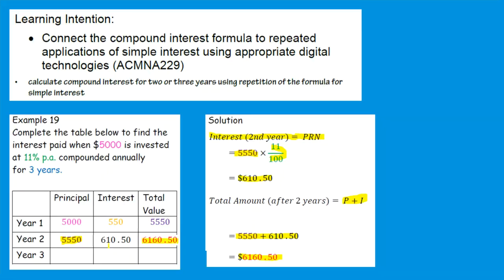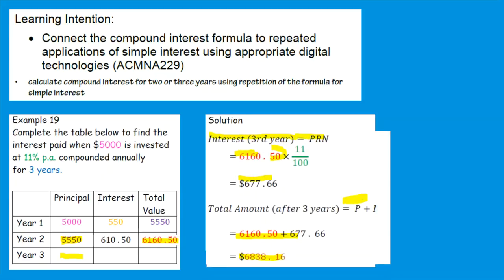This number moves down here when we do the third year. The third year calculations, we have the total value from the table multiplied by 11%, which is back over here, which is this number, which goes in here of our table. We add these two numbers together to find the total amount after 3 years.